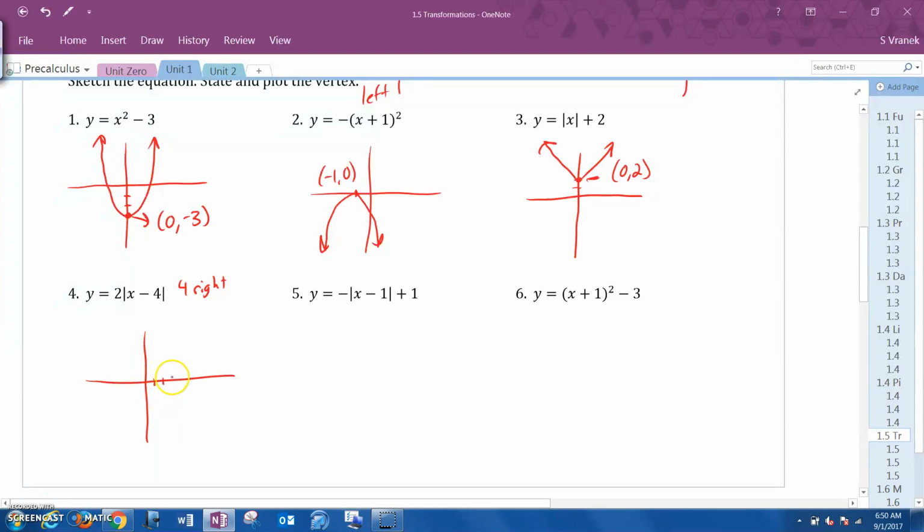So 1, 2, 3, 4. And then, like I said, to show that stretch, I'm going to make it a little bit more steep. Okay? And this is a vertex of 4, 0. Alright, this vertex here is at 1, 1, and this means it reflected. So this should look like that.